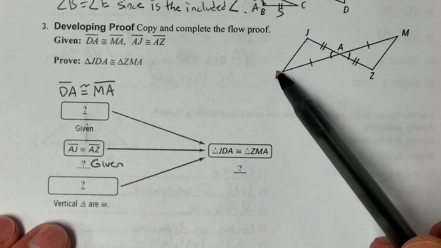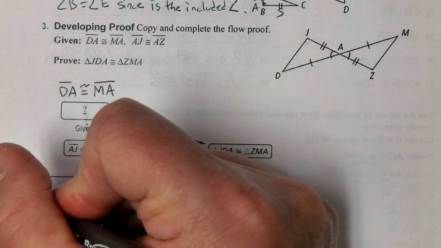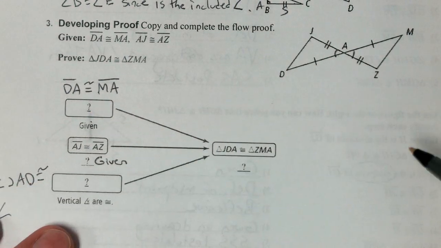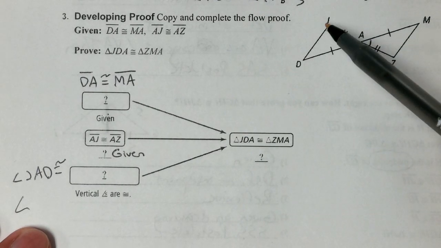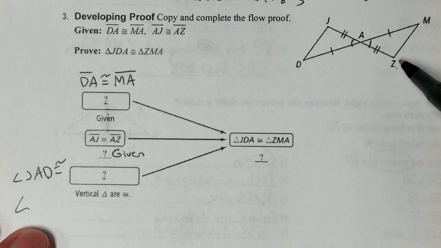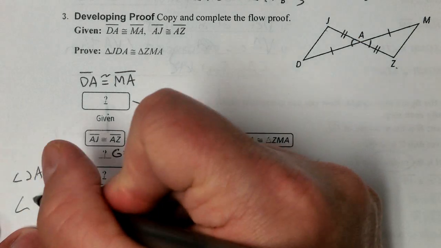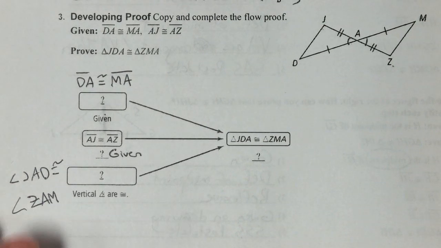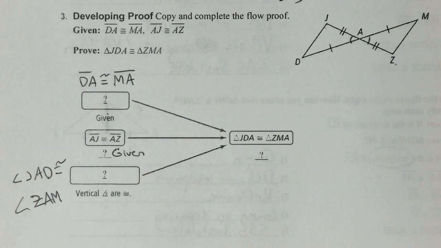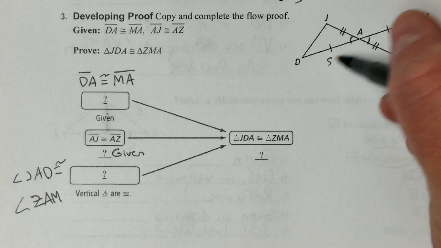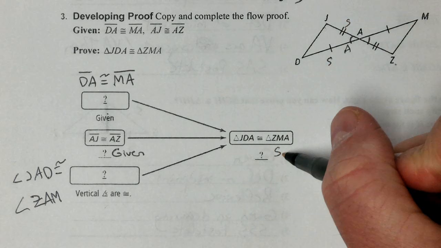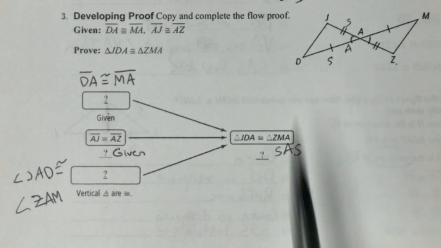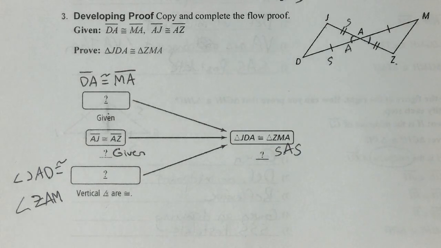Well, I've got to say JAD in this case. Angle JAD congruent to angle, J corresponds to the Z, so that's going to be ZAM. And that's because your vertical angles are equal. And then we've got side angle side like that. SAS. It couldn't be SSS because we don't know anything about JD or MZ.